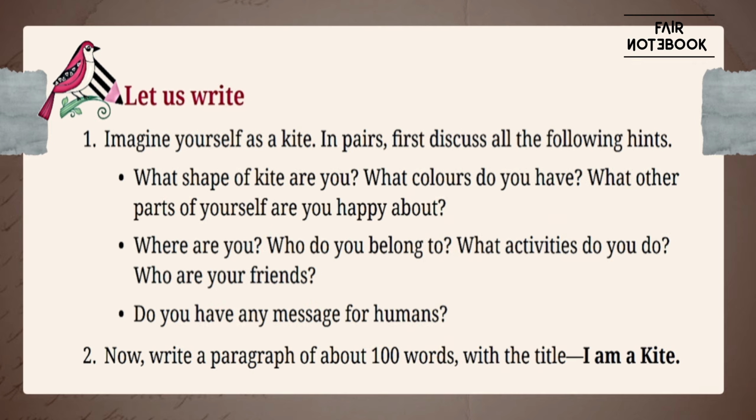Where are you? Who do you belong to? What activities do you do? Who are your friends? Do you have any message for humans? Now write a paragraph of about 100 words with the title I am a kite.